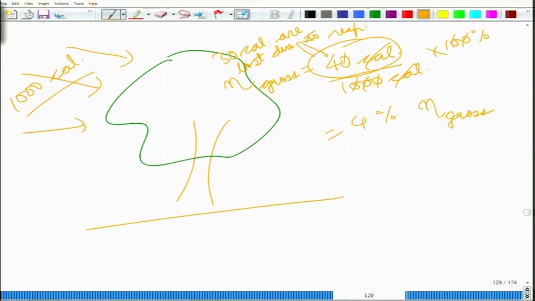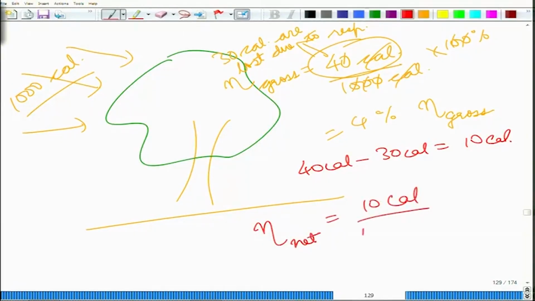So, the net amount of energy that gets fixed is 40 calories minus 30 calories, which is 10 calories. In that case, we define the net efficiency as 10 calories divided by these 1000 calories, multiplied by 100%, which is a 1% efficiency of net primary production.